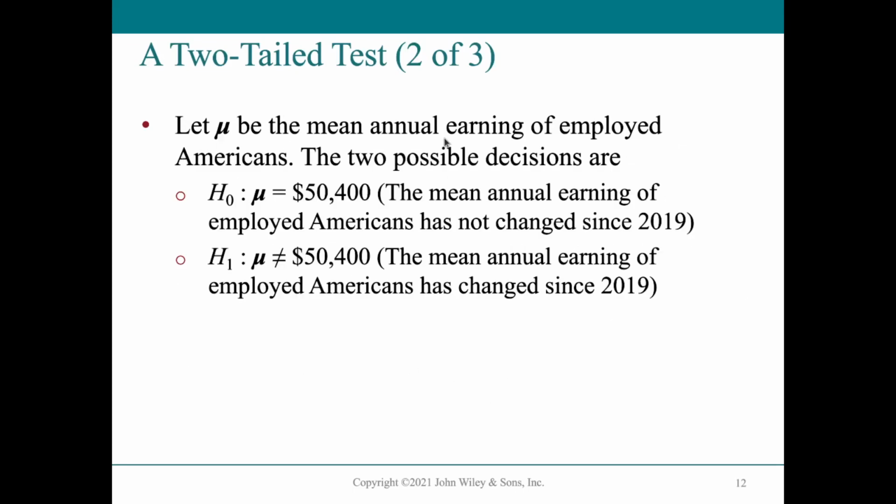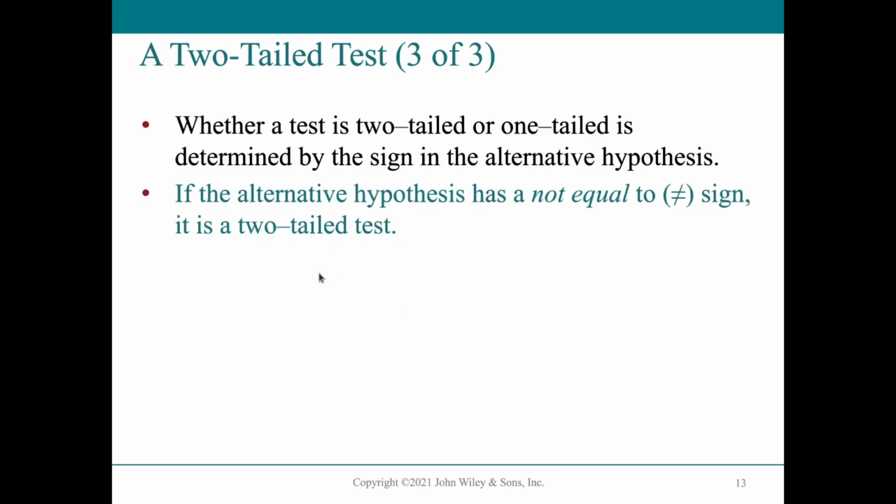So here is the hypothesis, the null and alternative hypothesis for the first example. First, the null hypothesis is that there is no significant difference. So mu is equal to 50,400. So the mean annual earnings of employed Americans has not changed. The null hypothesis always says that there is no significant difference. And the alternative is, of course, that it has changed. There is a significant difference.